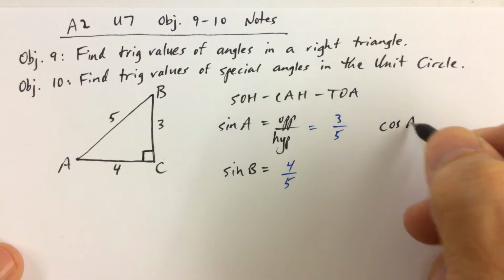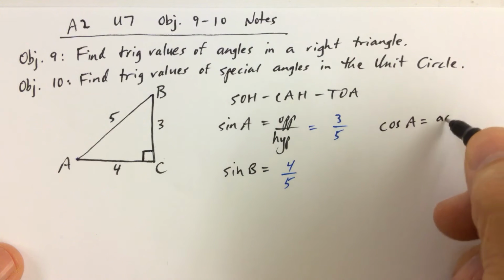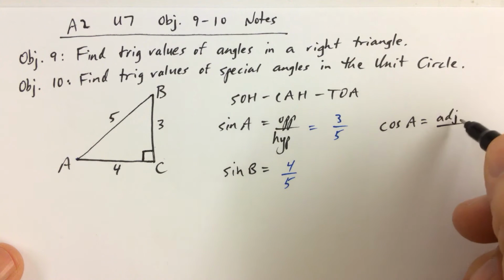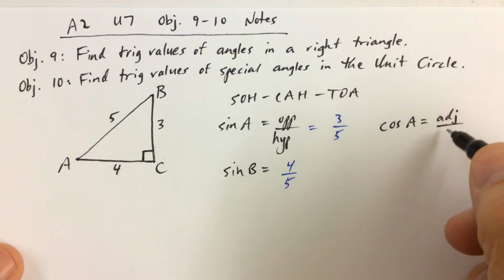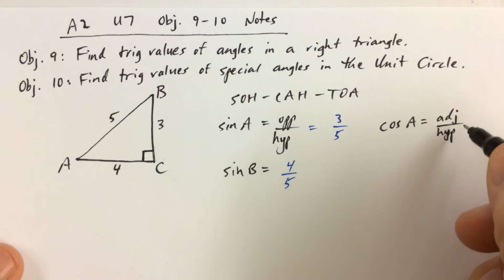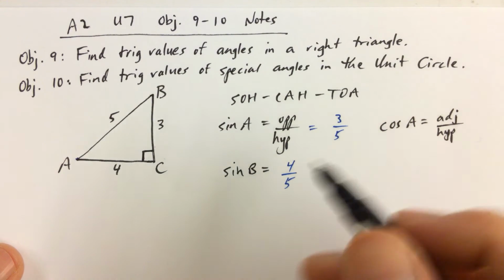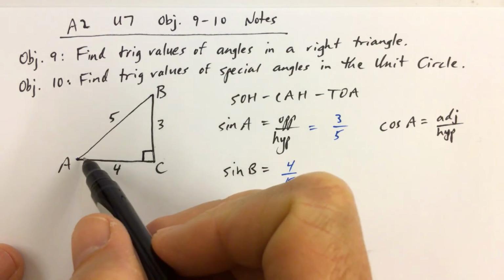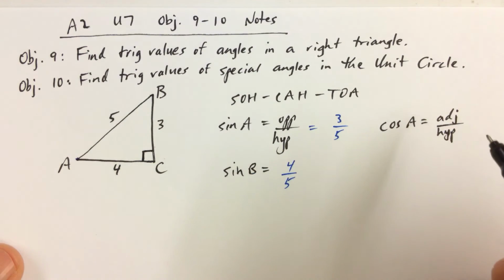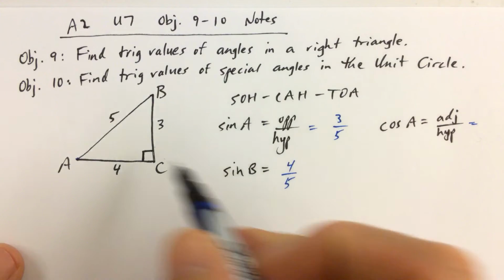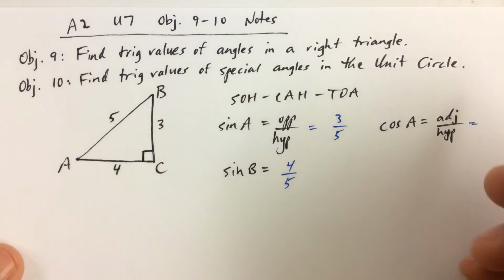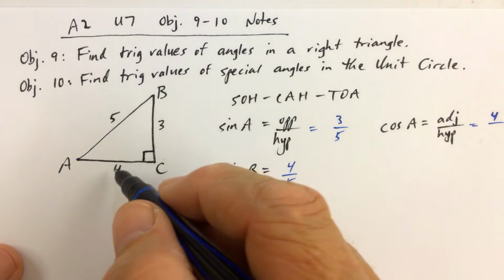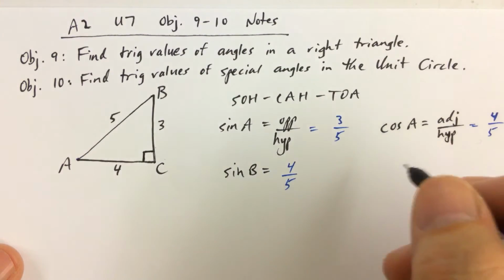So the cosine of angle A is the adjacent leg. Again, that's the key term I want you to make sure you understand. It's not just the adjacent side, it's the adjacent leg, because there's two adjacent sides to angle A. There's a 5 and a 4, but one is a leg and one is a hypotenuse. So if you just remember leg versus hypotenuse, then you're good. So the adjacent leg to angle A has a length of 4. So the cosine of angle A is the adjacent leg over the hypotenuse, so it's 4 over 5.